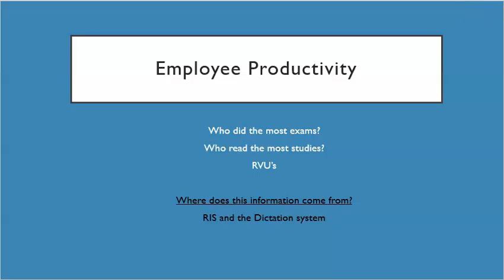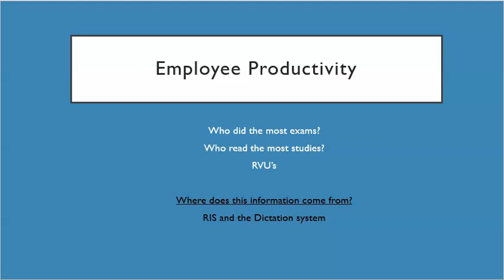Employee productivity, as the name suggests, is about employee productivity. Which technologists are doing the most exams and which ones are doing the least? Or which radiologists are reading the most exams and which ones are reading the least? For both of these groups, you need to use RVUs. RVU stands for Relative Value Unit, and it's a way to help equate the workload.